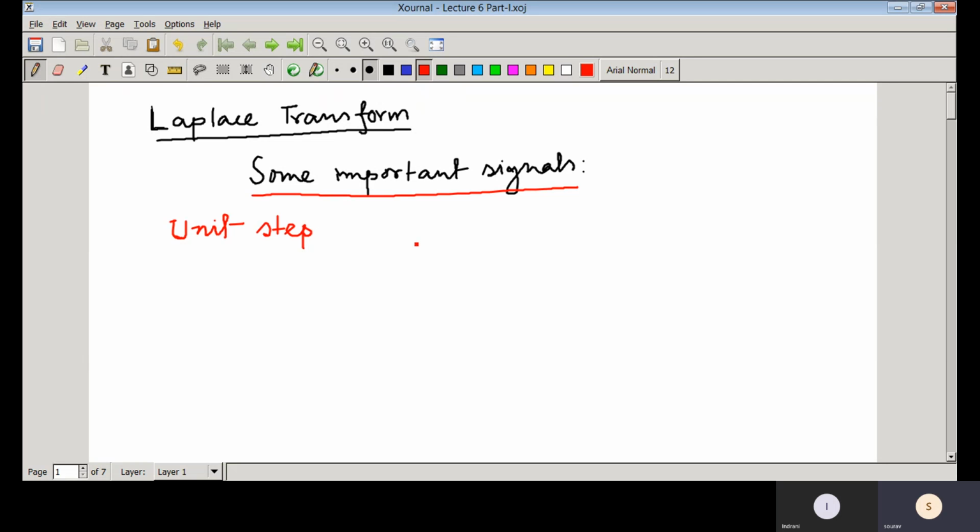Unit step signal means that f(t) is defined like this: f(t) equals 1 when t is greater than 0, and equal to 0 when t is less than 0. So this is the unit step function, and it is denoted as u(t).